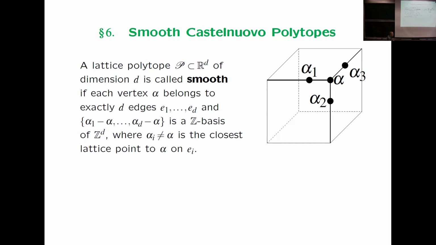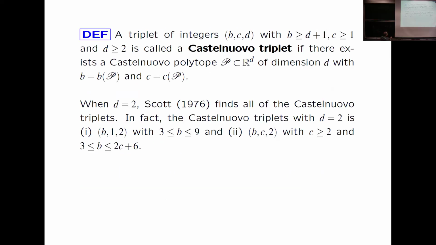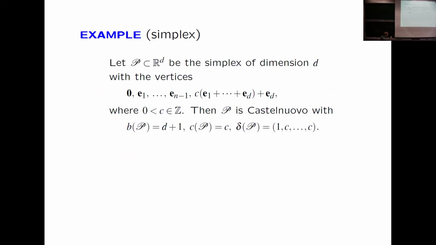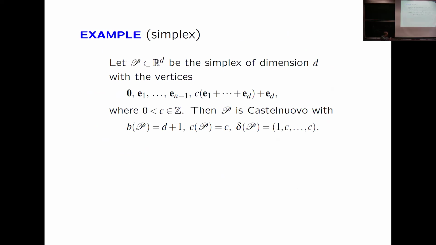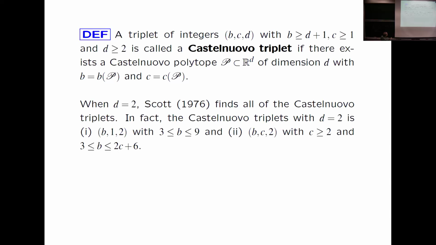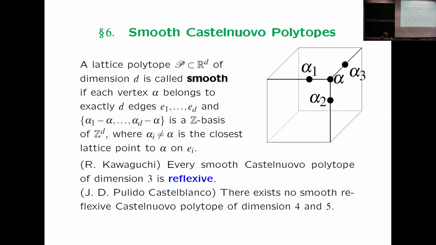I have a question about the non-smooth reflexive polytopes. Are there any examples known where it's Castelnuovo? For reflexive of dimension 4, you said there are no smooth Castelnuovo ones. So what happens in dimension 4 for other reflexive polytopes? Are there any known that are Castelnuovo? We do not know. Okay, cool. Thanks.